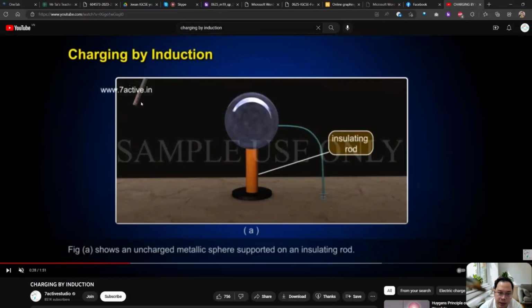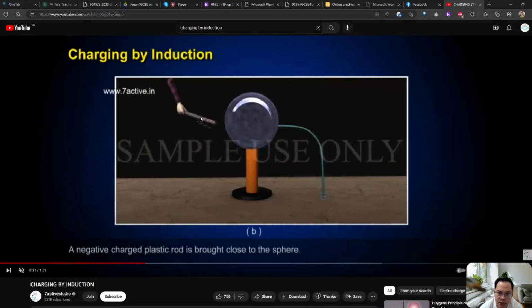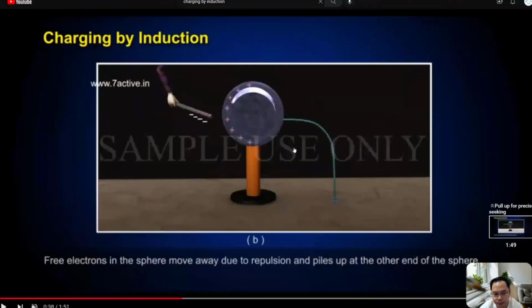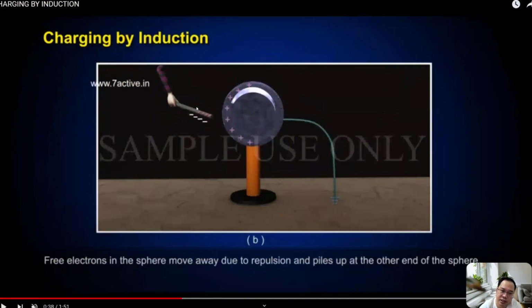The next step, we bring this negatively charged rod close to another metal object, the sphere here, okay? The negative charge will repel the free electrons on this metal sphere. Those free electrons are pushed by this negative rod to the opposite side, further away from the rod. Therefore, the side on the left here, closer to the rod, is positively charged because of the lack of electrons, okay? The electrons are on the right side here, and the left side, lacking electrons, becomes positively charged.